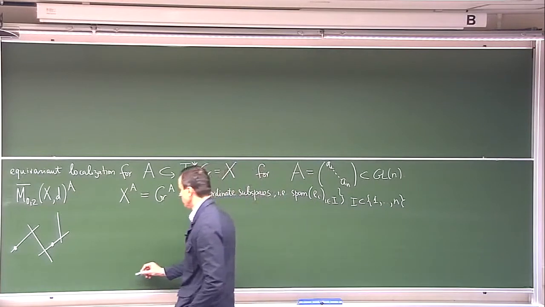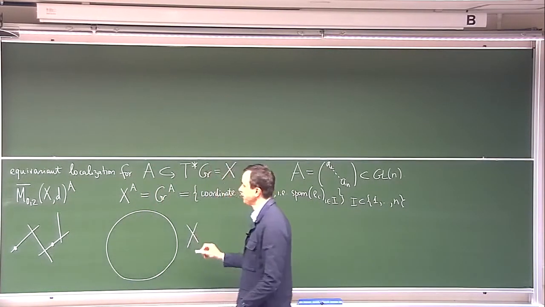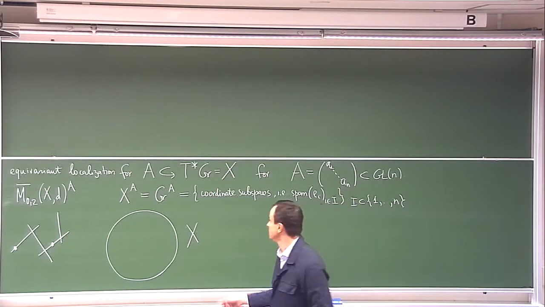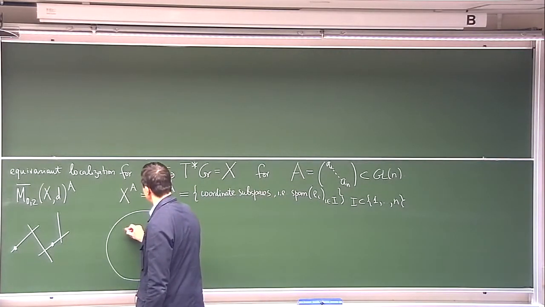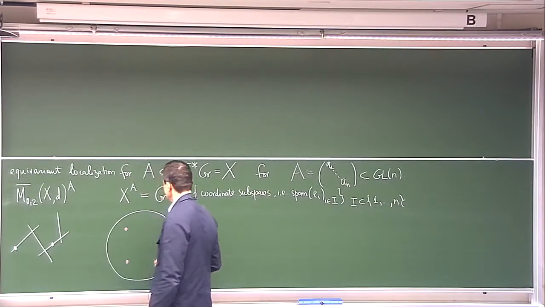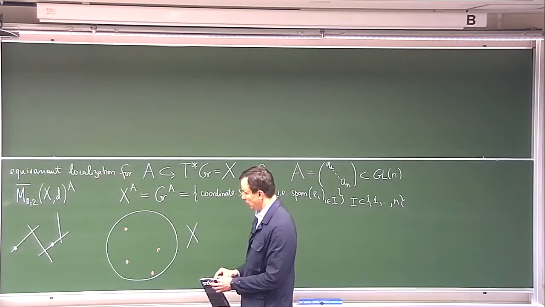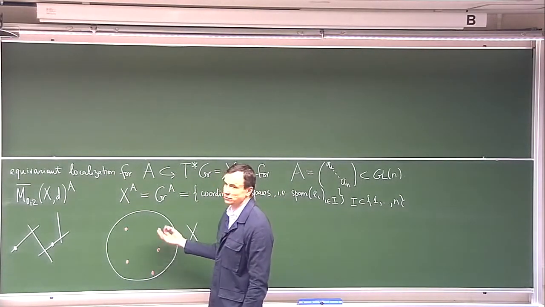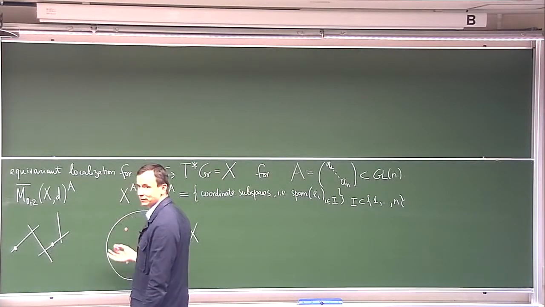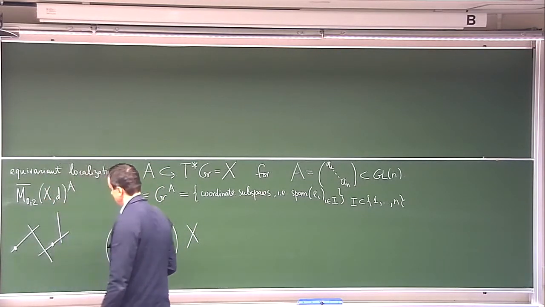So where can it go? Maybe I'll draw x in a curvilinear way. And so x, by my assumption, has some isolated set of fixed points. Maybe these are the fixed points, something like this. And then a marked point can only go to a fixed point. It's a point. So if the map is fixed by a torus, it means this guy goes to a fixed point. Maybe I'll draw this.